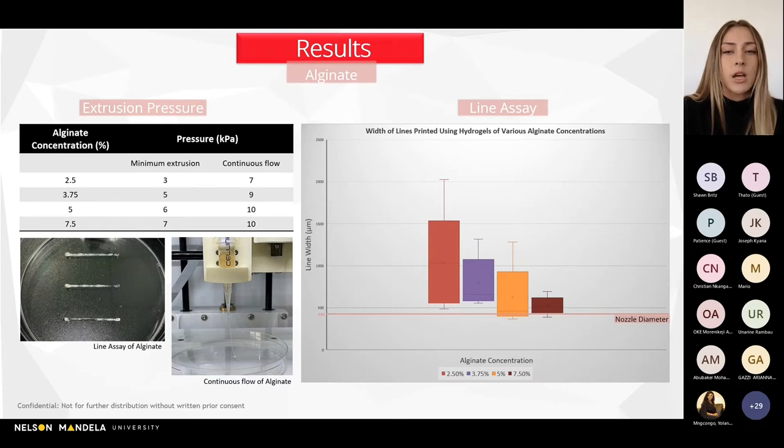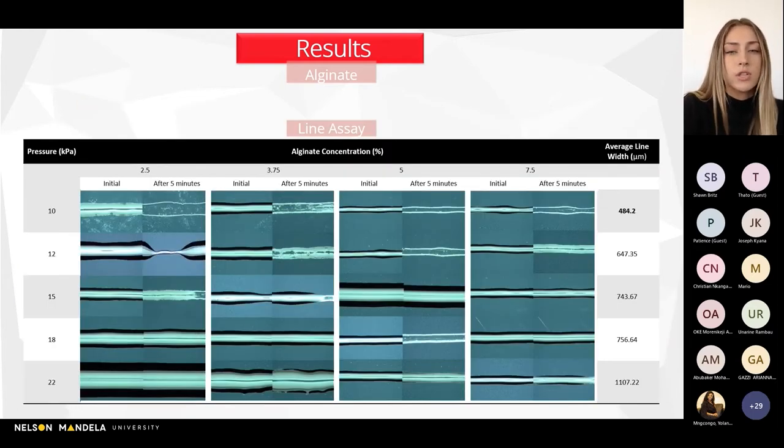This box and whisker plot shows how much the line width varies at each concentration. The line width should be equal to 410 micrometers, which is the diameter of the nozzle tip. As we can see, only the 5 and 7.5% alginate hydrogels printed lines with widths close to this value. This can be seen in greater detail under a microscope. Although the lines are not very uniform at 10 kilopascals, on average, the line width is closer to the desired value of 410 micrometers.